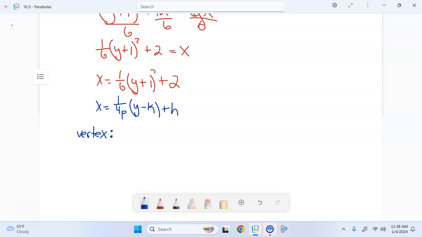What's the x value of my vertex going to be? h is the x value, h is 2. 2 is the x value of our vertex. What's the y value of our vertex? -1. Okay? In order to find directrix and focus, we have to know our p-value. Compare these and think about how could we find our p-value.